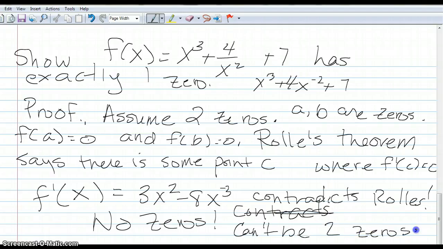Since we've shown it has one and there can't be two, that means there's exactly 1 zero. Okay, so that's how you do these problems.